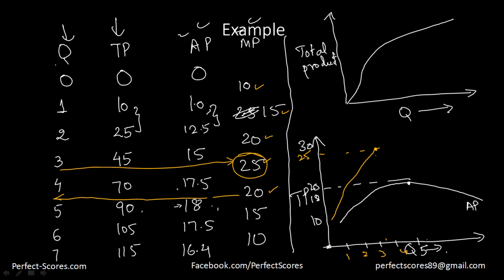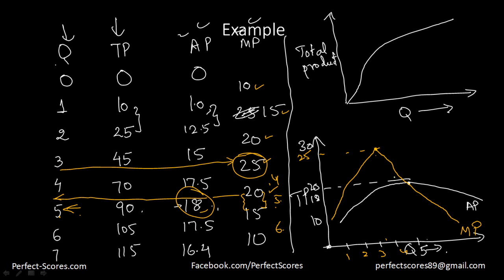But you can clearly see, average product is 18 at 5, right? And the marginal product between 4 and 5 is 20, and between 5 and 6 it's 15. So that means it's going to be somewhere around 18 between 4 and 5. So it's going to meet the average product at somewhere around 5, which is going to be this inflection point. So this is going to be my marginal product.